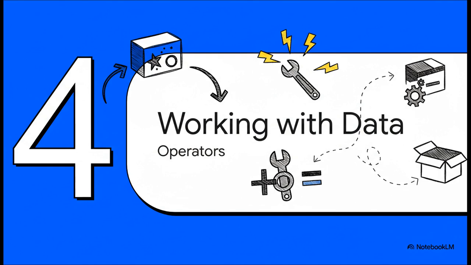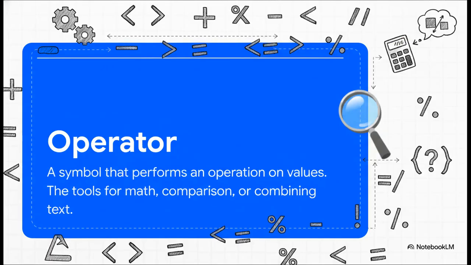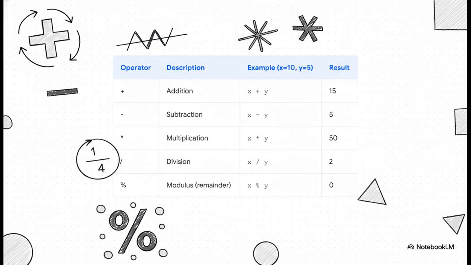Okay, so we can store information in our little boxes, our variables. But just storing data isn't all that useful by itself. We need to be able to do things with it. We need to do math, compare things, make decisions. And for that, we need a special set of tools. In JavaScript, we call those tools operators. So think of operators as the action words of JavaScript. They're the verbs. They're just symbols that take our data and perform some kind of task. Whether that's adding two numbers together or checking if one thing is bigger than another, an operator is what gets the job done.